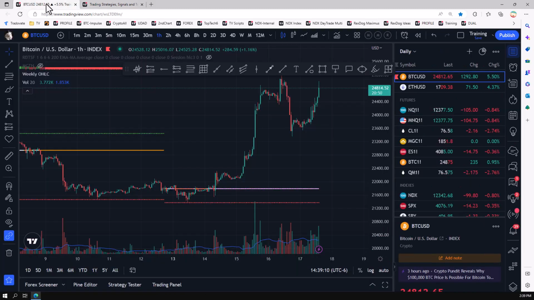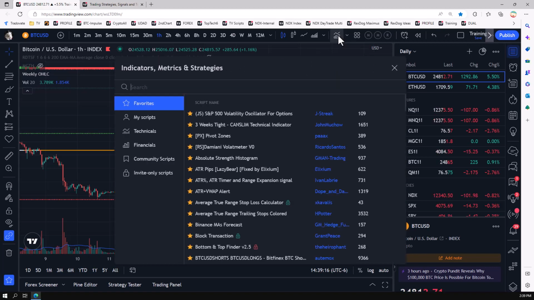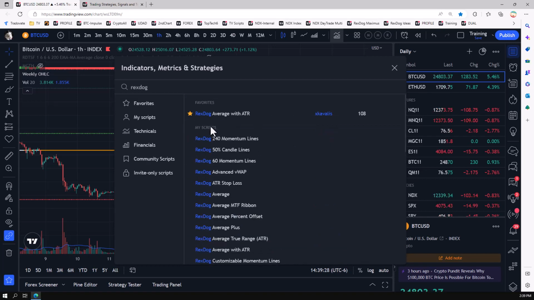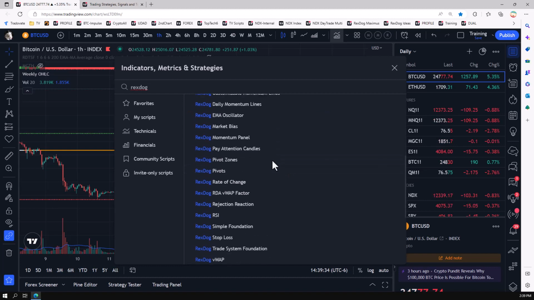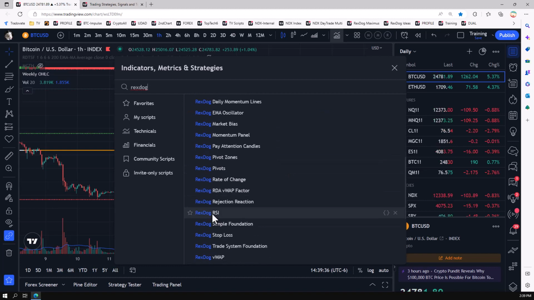When you're in a chart, up here, where it says indicators, metrics, and strategies, you click on that, and then you can search for indicators. So let's say you find an indicator from someone else that you like, you can favorite it. I could search for the indicators I have under Rexdog, and then we're going to get some of the Rexdog indicators. So for instance, if we do the Rexdog RSI, we'll add an RSI indicator.